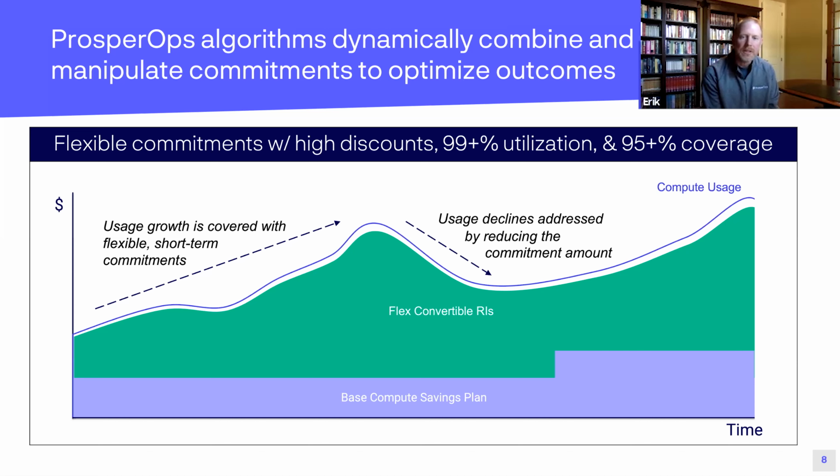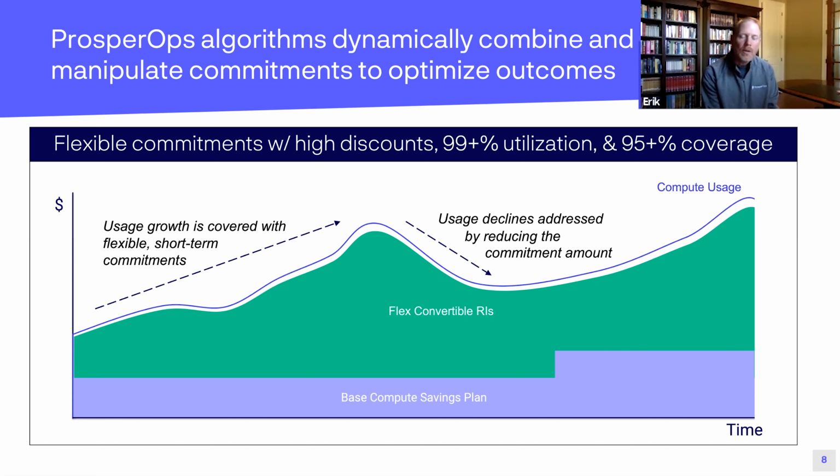to stack these commits or make commits in a way that in the future, which is unknown, your usage ideally doesn't decline below your commitments, or at least declines in such a way that over the term of that commitment, you are generating more savings than you are losing from overcommitment. And that is a complex, difficult activity.